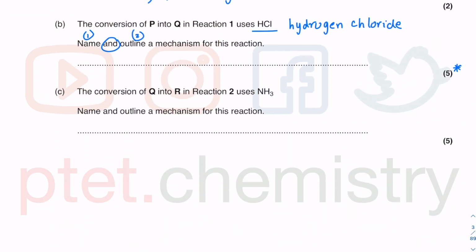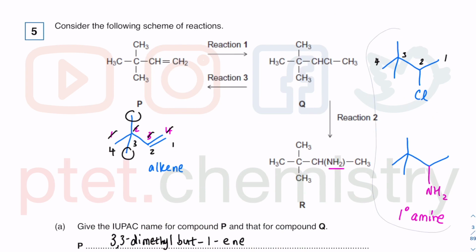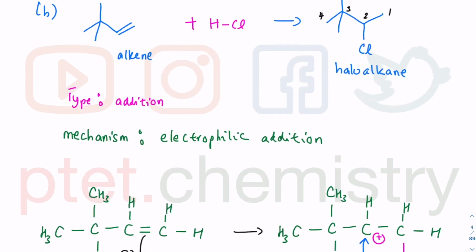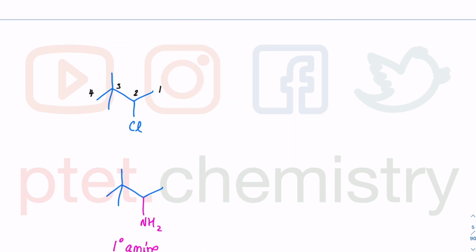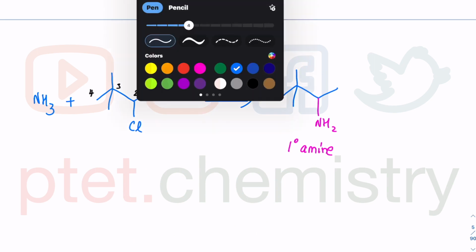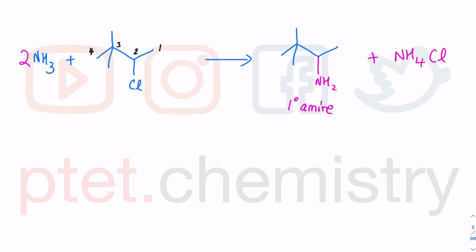For the second part, you're converting Q into R. It uses NH3. So this one is Q into R. So that is the formation of the primary amine. And that on its own is actually a nucleophilic substitution reaction, nucleophilic substitution mechanism. So I've drawn using the partially displayed formula just now. So you can see that if I have ammonia, to balance this equation, I actually need 2 ammonia, and it will make more sense in the mechanism that I'm about to show you in this case study.